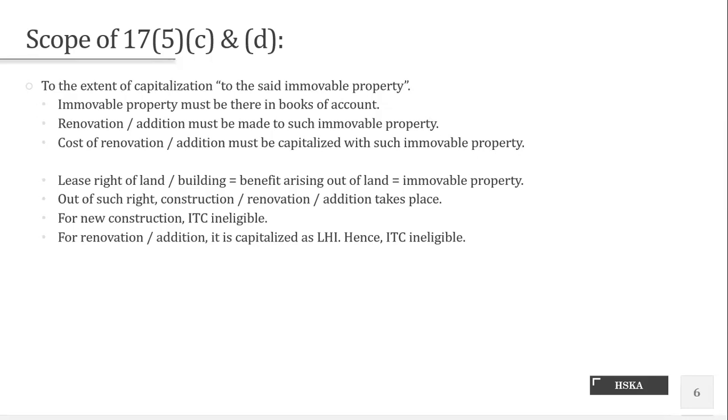So wherever a leasehold improvement is capitalized as leasehold improvements, I feel that also is capitalized to the said immovable property, because a lease right is a benefit arising out of land, and that is an immovable property. And we also recognize such lease rights in the books of accounts. So any renovation that I do is again capitalized as a leasehold improvement. So going by this logic, I feel even for leasehold improvements, the ITC should be ineligible if it results in an immovable property.